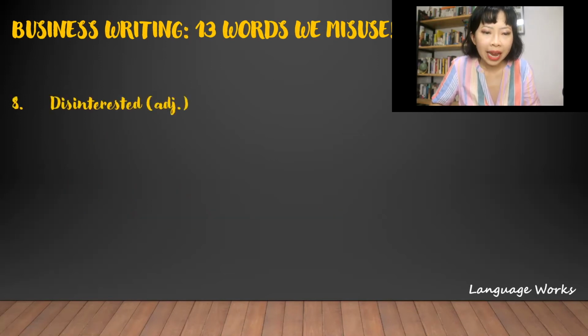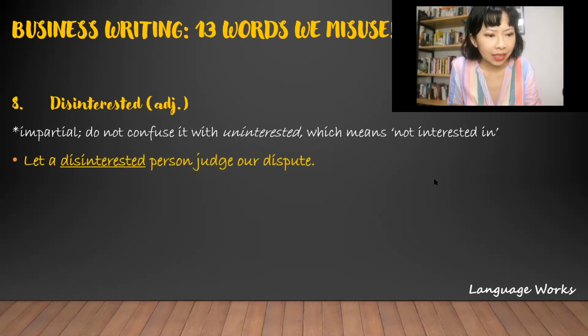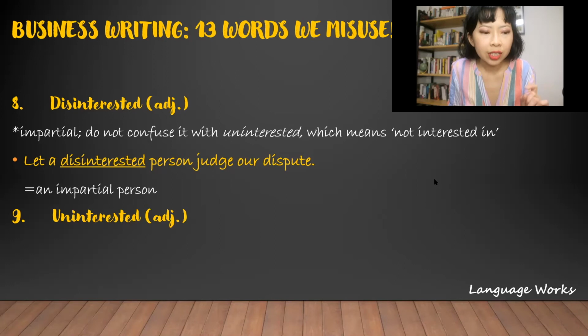Let's now look at number 8. We've got disinterested as an adjective. Impartial. Do not confuse it with uninterested, which means not interested in. Take note as well of this phrase, not interested in. An example sentence, let a disinterested person judge our dispute. Meaning, a person who is impartial, who is not invested, disinterested versus uninterested.